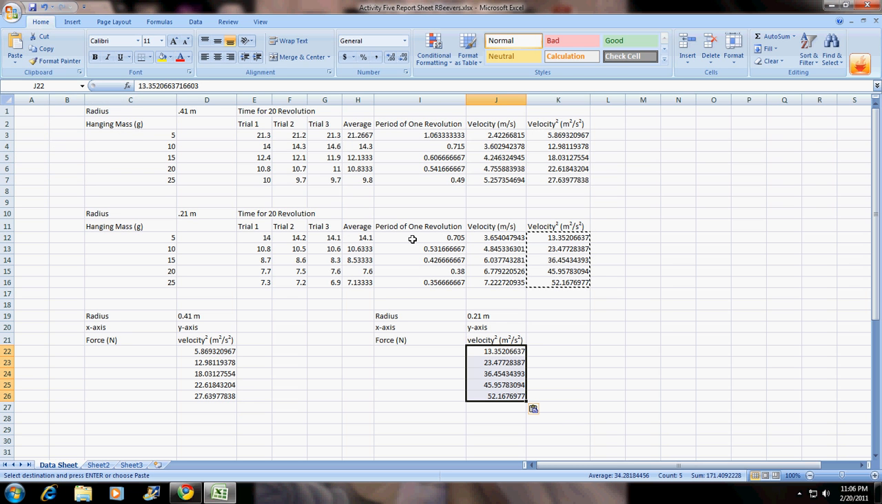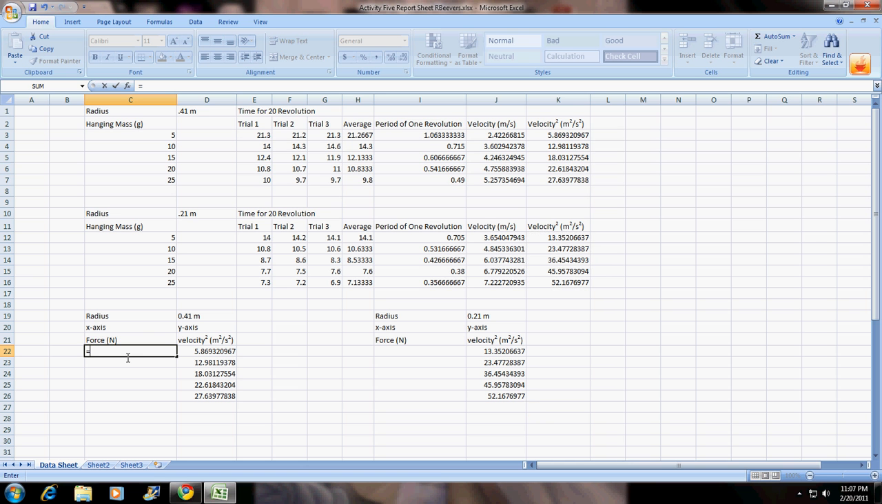Now I need to figure out my force. And force, remember, is the mass in kilograms times the acceleration due to gravity, which is 9.8 meters per second squared. So I'm going to say that the force is equal to the mass, and I need it in kilograms, so I'm going to divide it by 1,000 times 9.8.